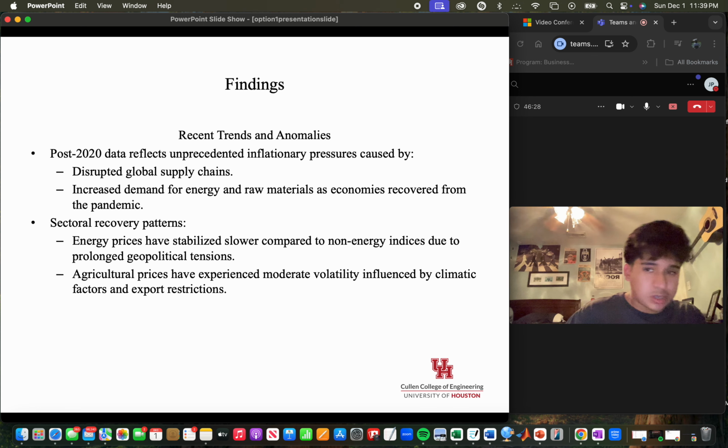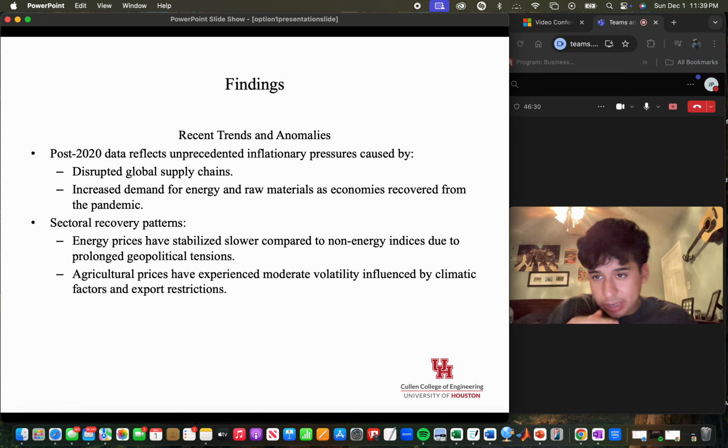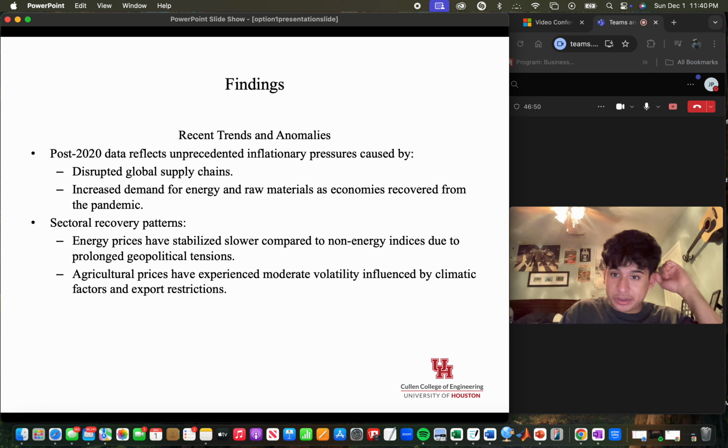So recent trends and anomalies are also part of our findings. Post-2020 data reflects unprecedented inflationary pressures caused by disrupted global supply chains. The pandemic did this, we couldn't go outside, we had no contact. It disrupted global supply chains, completely obliterated them. And it increased the demand for energy and raw materials as a lot of economies recovered from the pandemic.